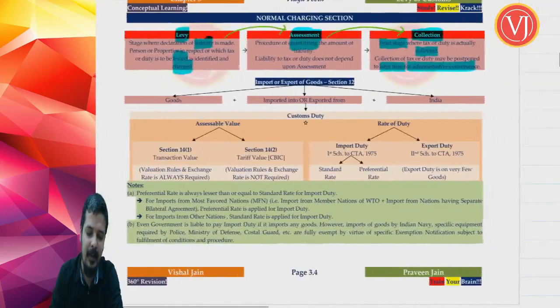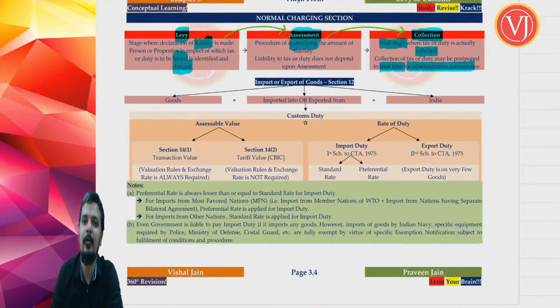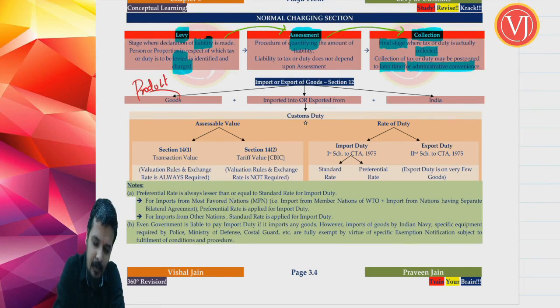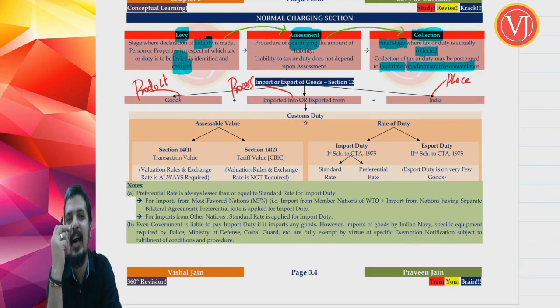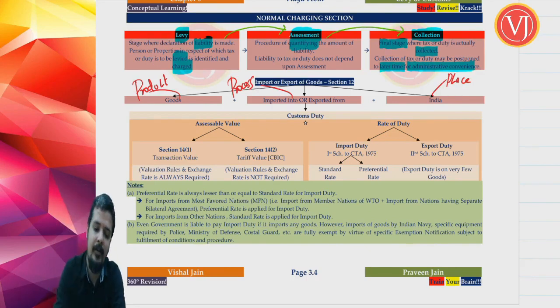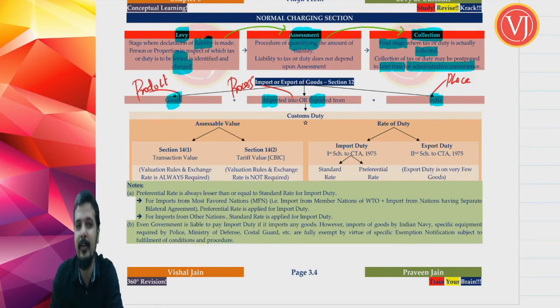Now friends, for levy to be there, section 12 to be there, for import or export, there are only three conditions: your product, goods; your process, import or export; and your place, India, which you discussed in the previous chapter on basic concepts of customs. The first focus was on product, process, and place. So if the product is goods, the process is import into India or export from India, which also covers your place. So product, process, place. If all these things are satisfied, friends, your levy is there.